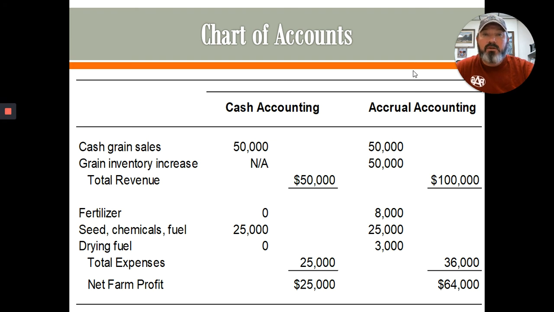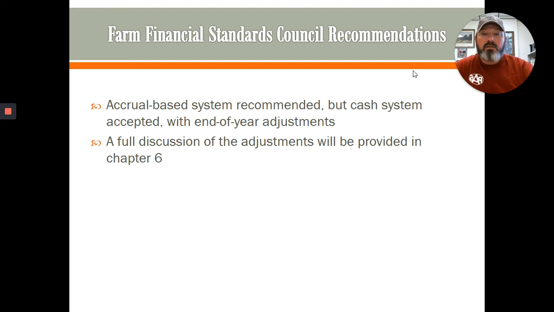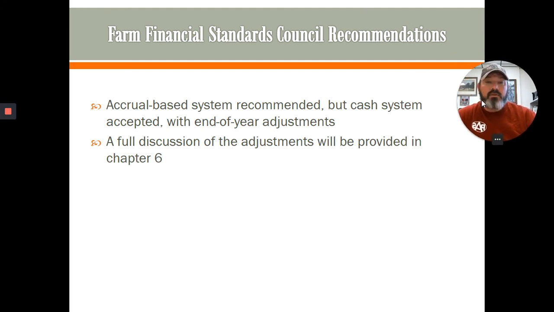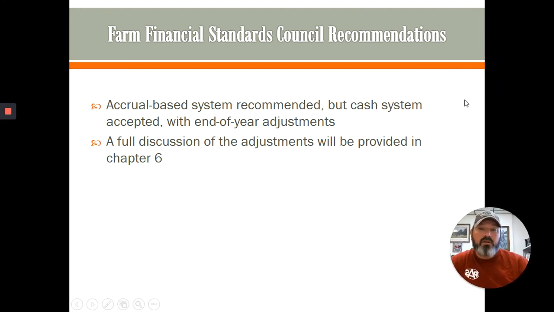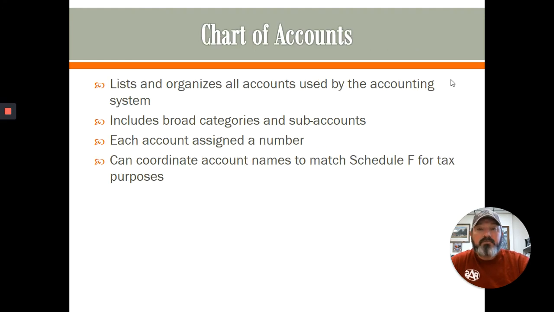Well, one of those is going to look a whole lot better to a banker than the other. And it certainly shows a lot different picture of profitability. So either of those are accepted. Accrual is recommended, but cash is accepted with end of the year adjustments. And we'll be talking about this more in later sections.